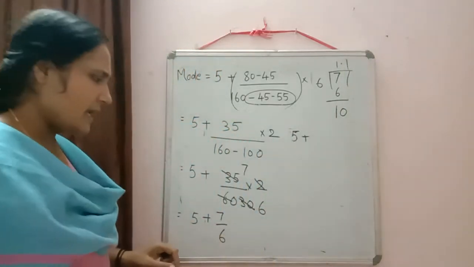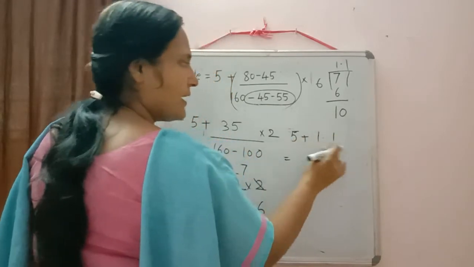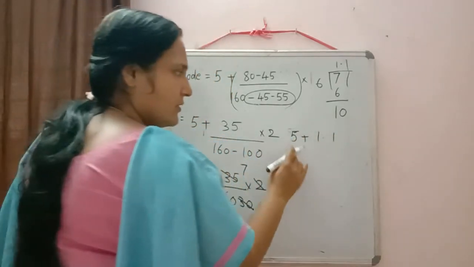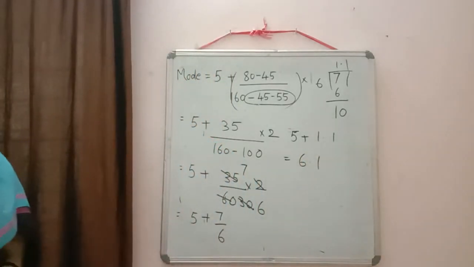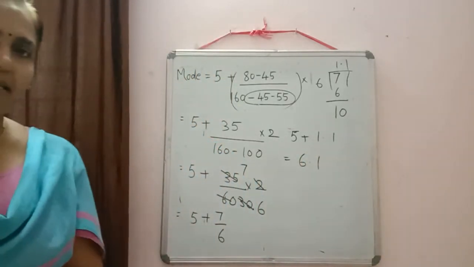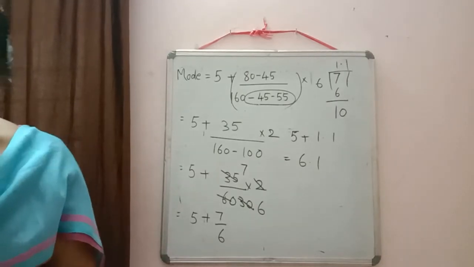That much only is enough. So what we are getting here, 5 plus 1.1. And 5 plus 1.1 will be equal to 6.1. So mode will be equal to 6.1. Is this method clear to you? Okay. So we'll move to the next question.